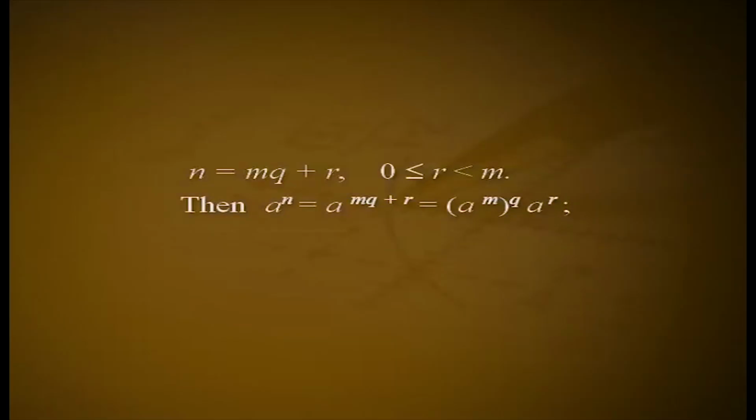Then a raised to n is equal to a raised to mq plus r, which is equal to (a raised to m) raised to q times a raised to r. So, a raised to r is equal to (a raised to m) raised to minus q times a raised to n. Now, since a raised to n belongs to H, a raised to m belongs to H and H is a group, both (a raised to m) raised to minus q and a raised to n are in H. Thus, by the closure property, (a raised to m) raised to minus q times a raised to n belongs to H. Hence, a raised to r belongs to H.